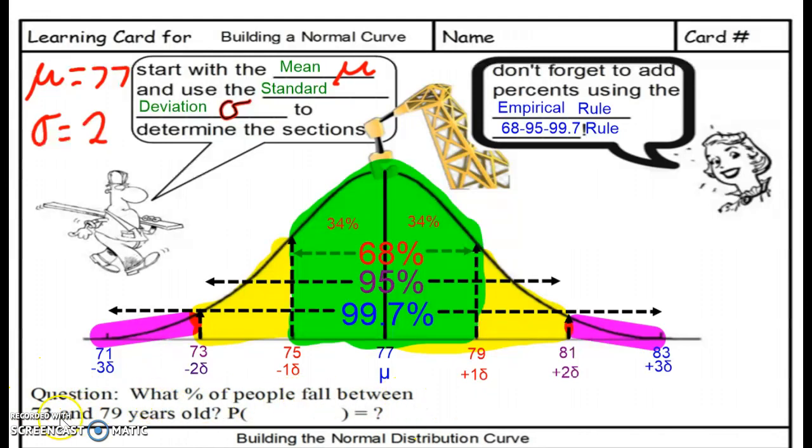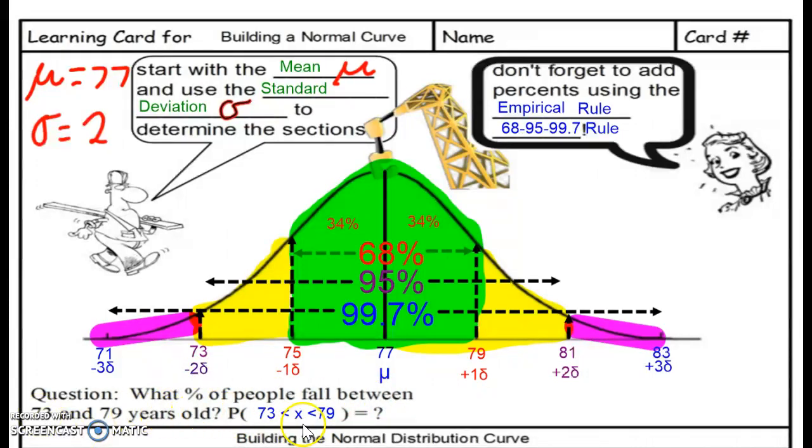Let's go ahead and answer this last question. It says, what percent of the people fall between 73 and 79 years old? Another way to write this is with probability. This is the same as saying the probability that X, and X represents our ages, is between 73 and 79. So this probability notation is another notation that we're going to be using a lot as we continue to use normal curves. Well, in order to find this, I need to find the area from 73 to 79. The area under the curve from 73 right here to 79 is the probability or the percentage of people who fall between those two ages.